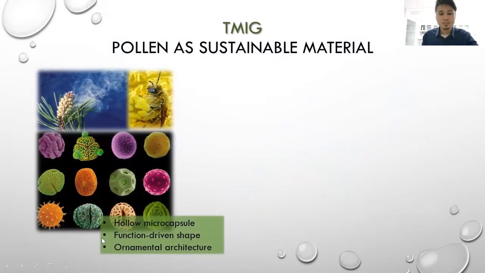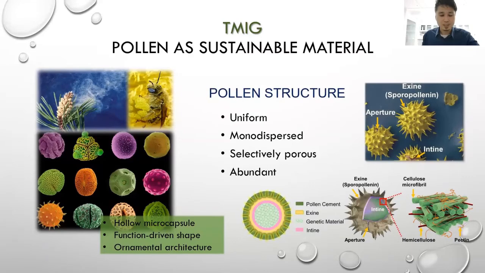So while in TMIG, my work was largely focused on translating pollen into novel engineering materials. Pollen are hollow microcapsules encapsulating genetic information that plants require to propagate. The unique shape determines not just the method of dispersal, but also the selectivity of the pollen towards its own species. Pollen is an interesting subject matter because it is highly uniform, with low polydispersity, is selectively porous, and most importantly, with regards to global sustainability, they are abundant.